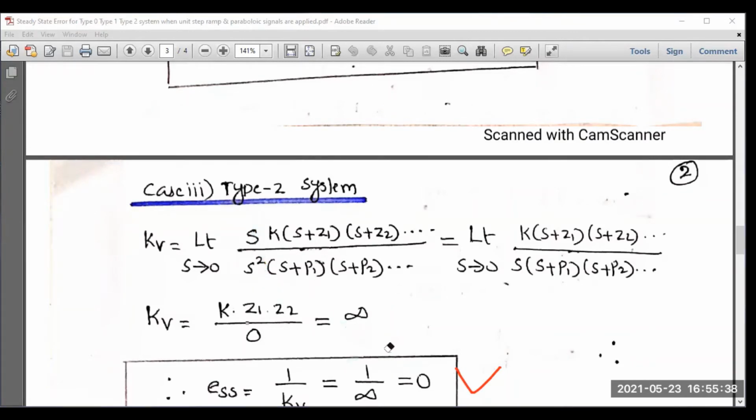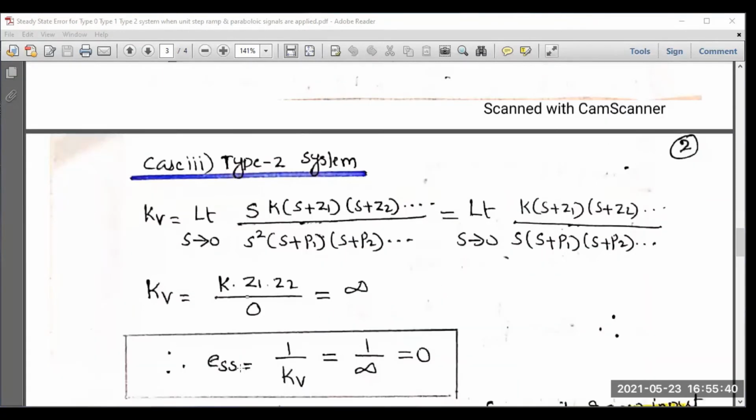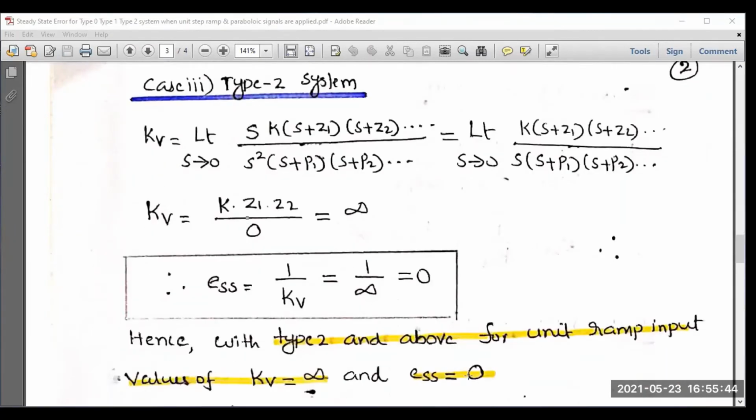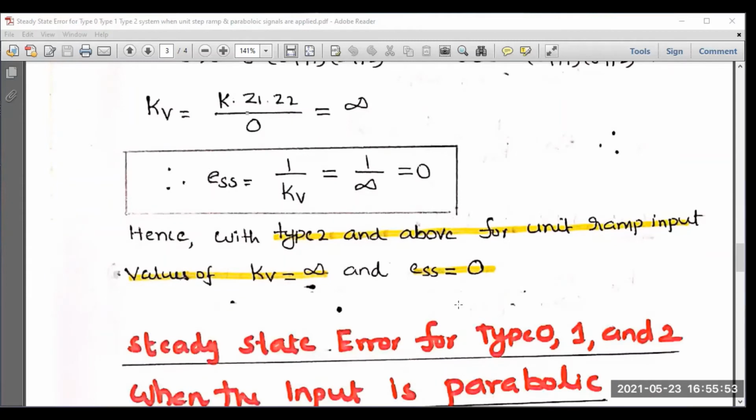So likewise, you can do it for type 3 system, type 4 system. For type 3, type 4, all these systems, the steady state error will become 0. I have mentioned it over here. For type 2 and above, for unit ramp input, Kv will be infinity and also the steady state error becomes 0. That's a general procedure. I hope the second part of the video is very clear to you.